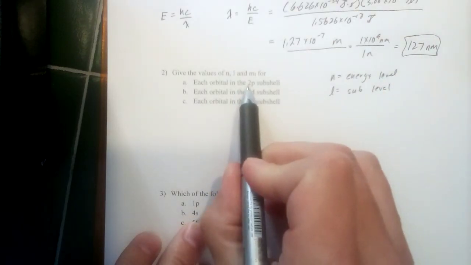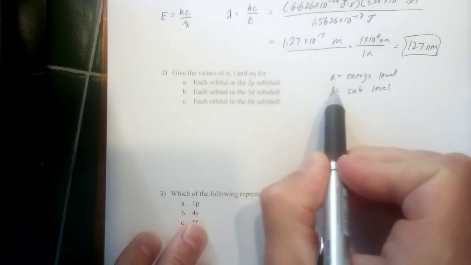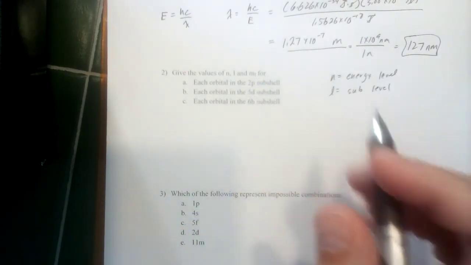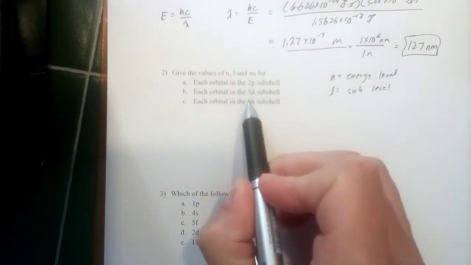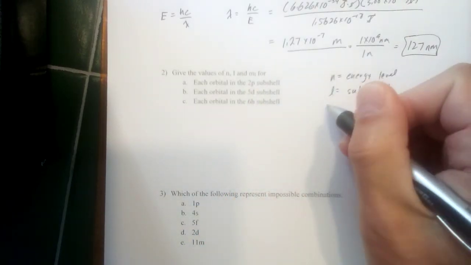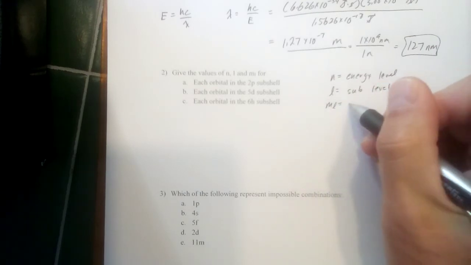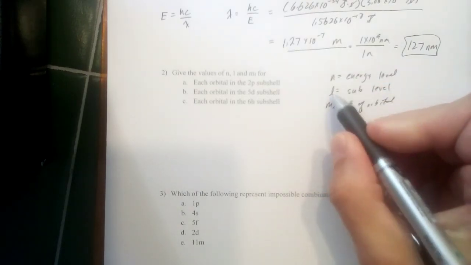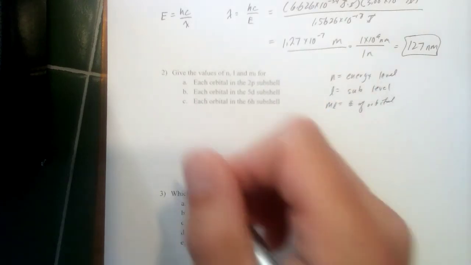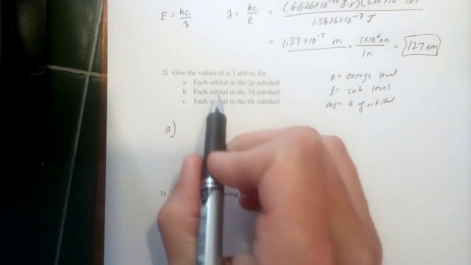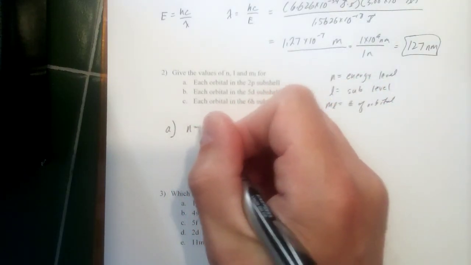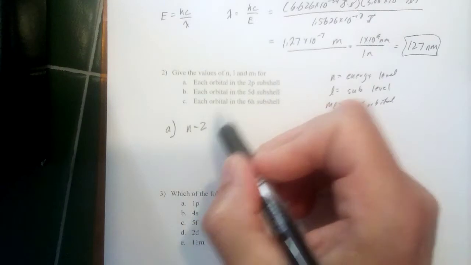So once we're given this nomenclature, 2p, that's both the energy level and the sublevel. So M sub L is the only one that will have multiple values here, since we've already indicated one specific value for N and L for each of these. M sub L, remember, indicates the number of orbitals in each sublevel, so it'll be dependent on what the value of L is here. So for A here, N, the energy level for the 2p subshell, is 2. Right? Please don't miss that one on the test.